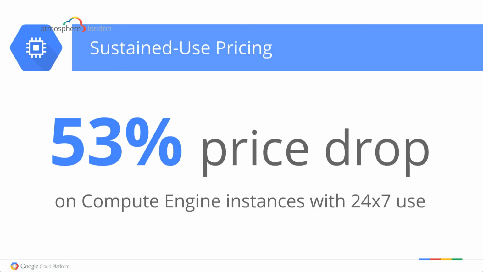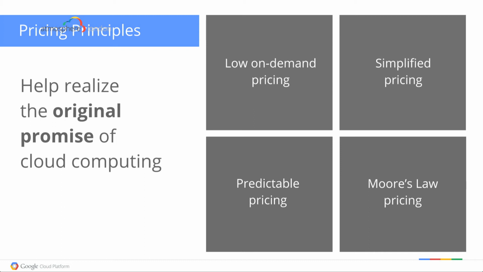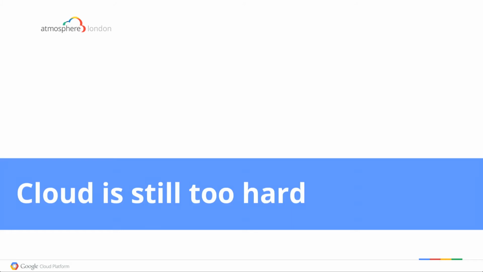Overall, that works out to a 53% price drop on instances from our previous on-demand price if you're running them 24/7, which I know a lot of people do. So not only are we dropping our prices substantially, we've also changed the model for pricing in terms of automatic discounts for sustained usage. We really want to help realize what the promise was for cloud computing originally. Utility, low on demand, simple pricing, predictable, and in line with Moore's law.